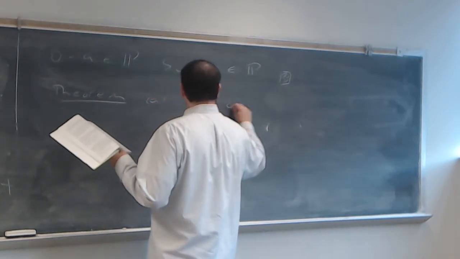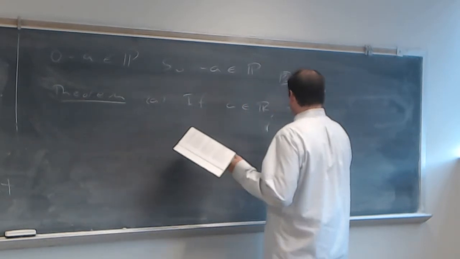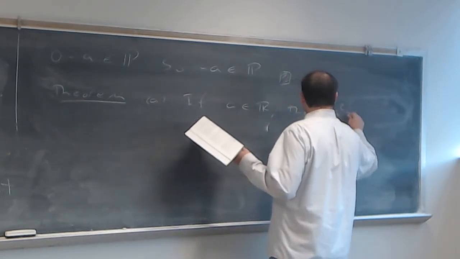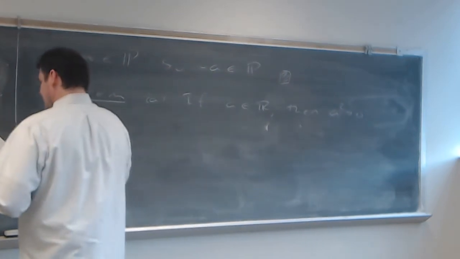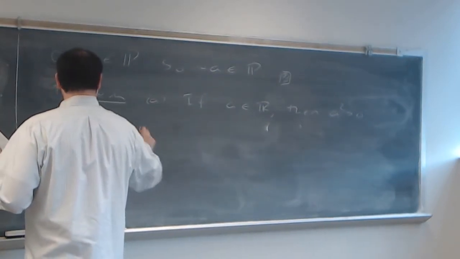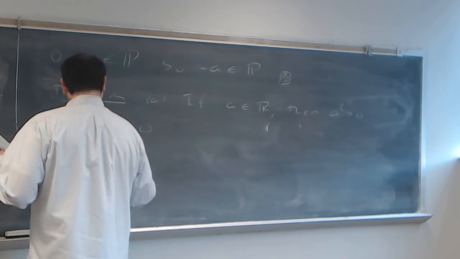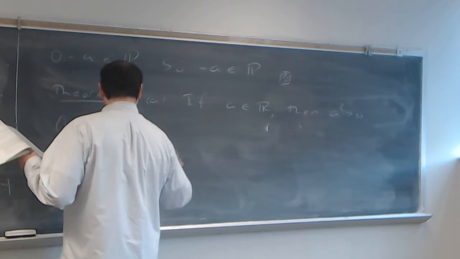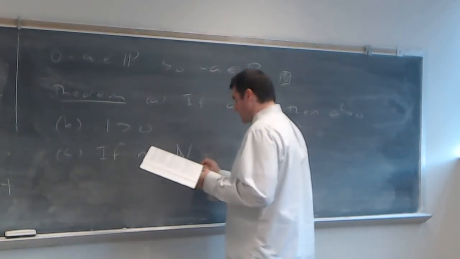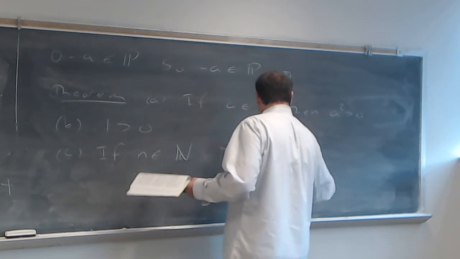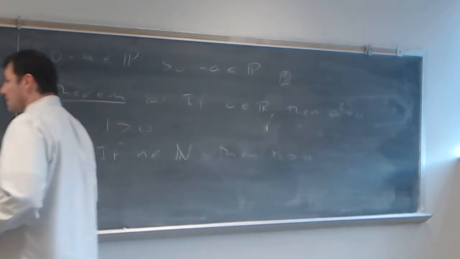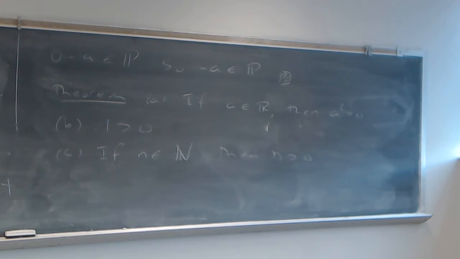It says if A is a real number, then A squared is greater than 0. Part B of this theorem says, well, 1 is greater than 0. And part C says if n is an element of the counting numbers, the natural numbers, then n is greater than 0. Okay, so that's what we want to prove, those 3 parts. Yeah, it's kind of startling. We're going to prove that 1 is bigger than 0.